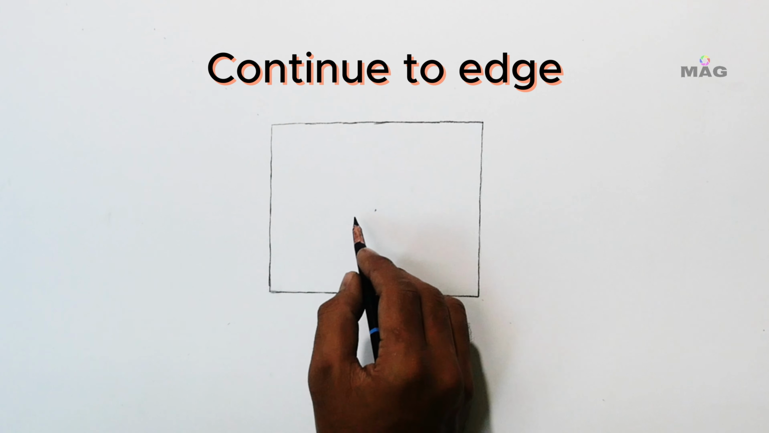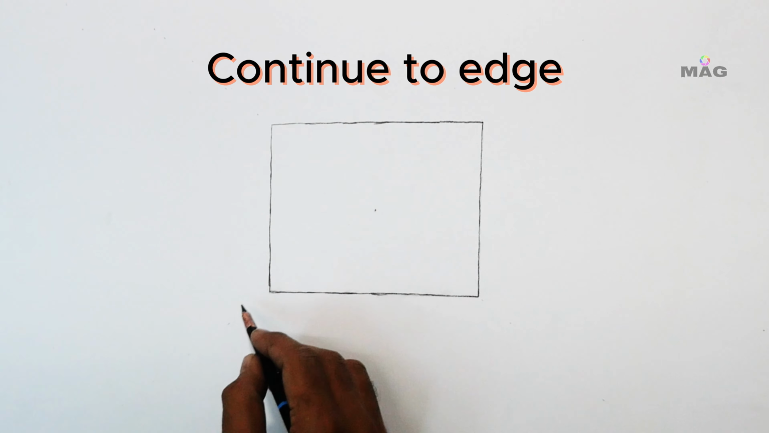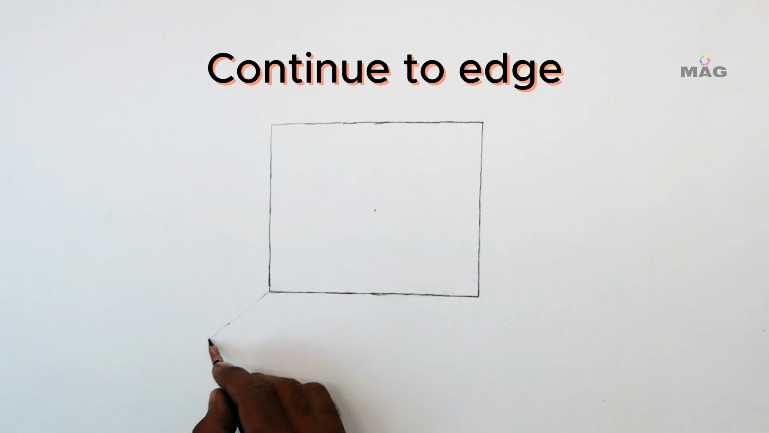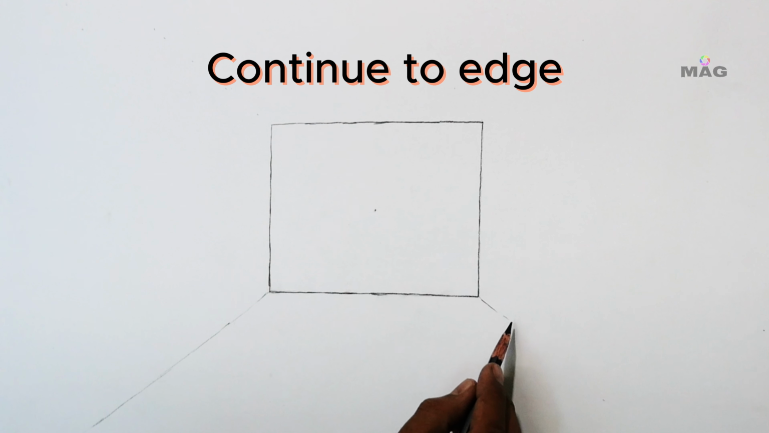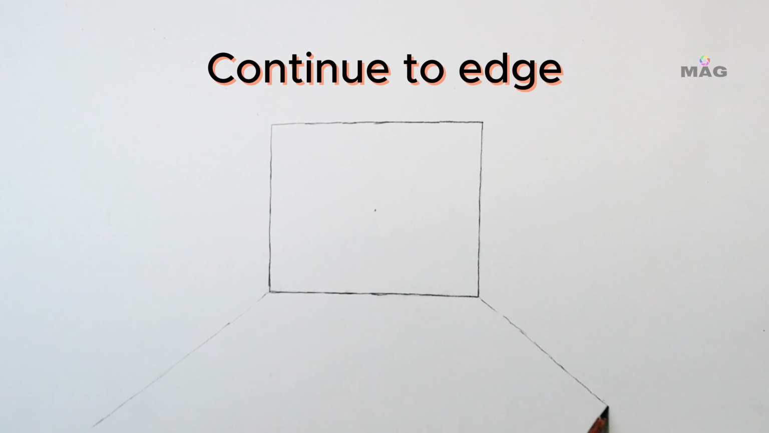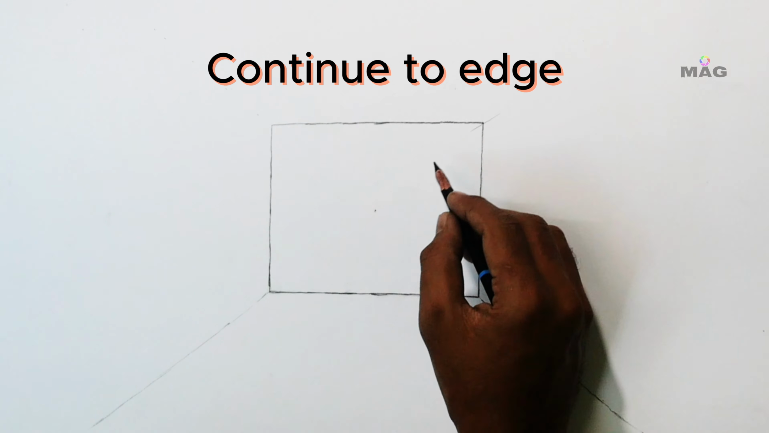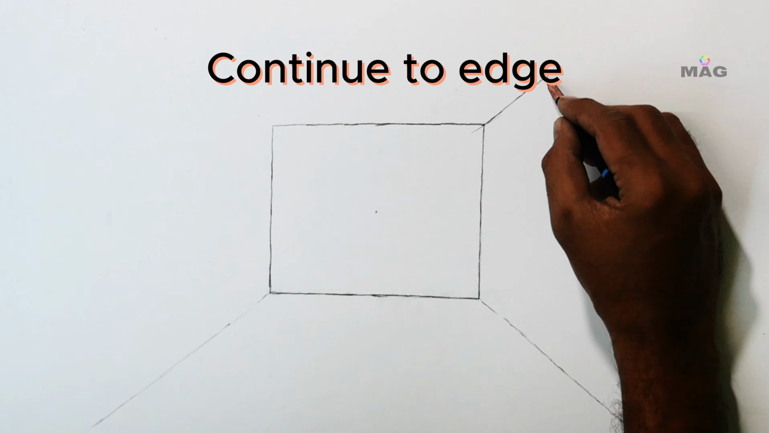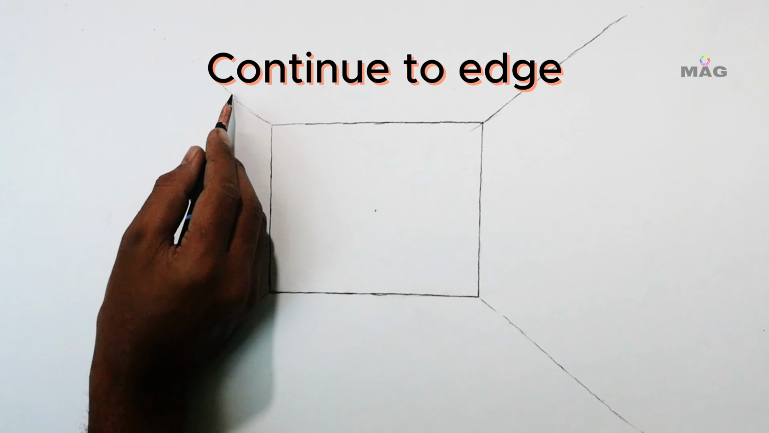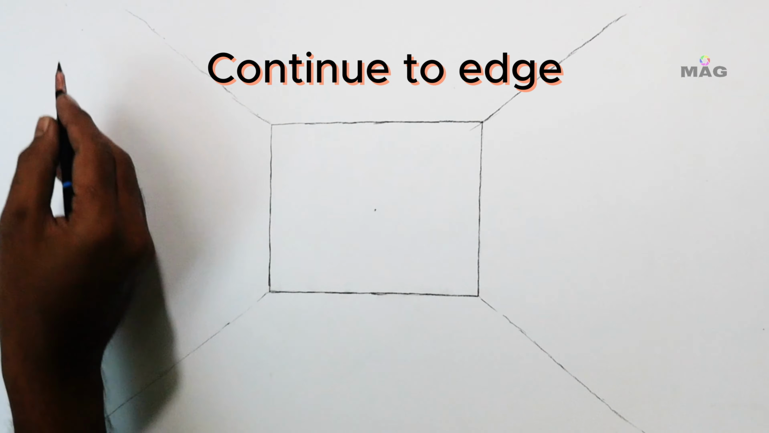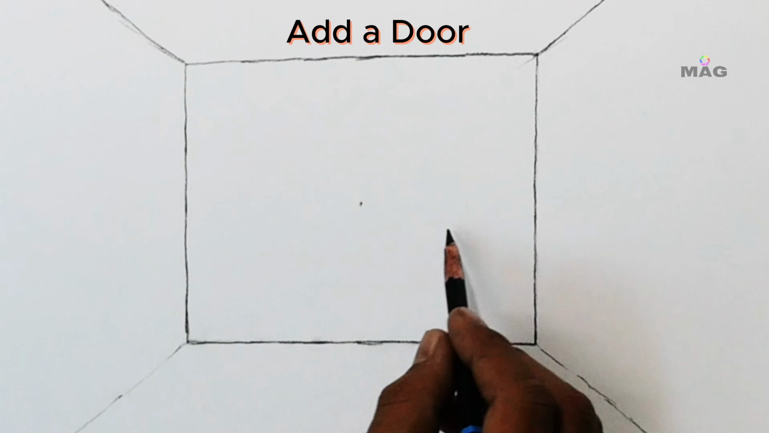You can read from the perspective point to the corner of the rectangle, and then you continue that line to the edge of the paper. So, from the vanishing point, you read to the corner of the rectangle and finish at the edge of the paper. You repeat this 4 times, and then you have what is a box in perspective, a shoebox, or in this case, a room. We can now add a door.